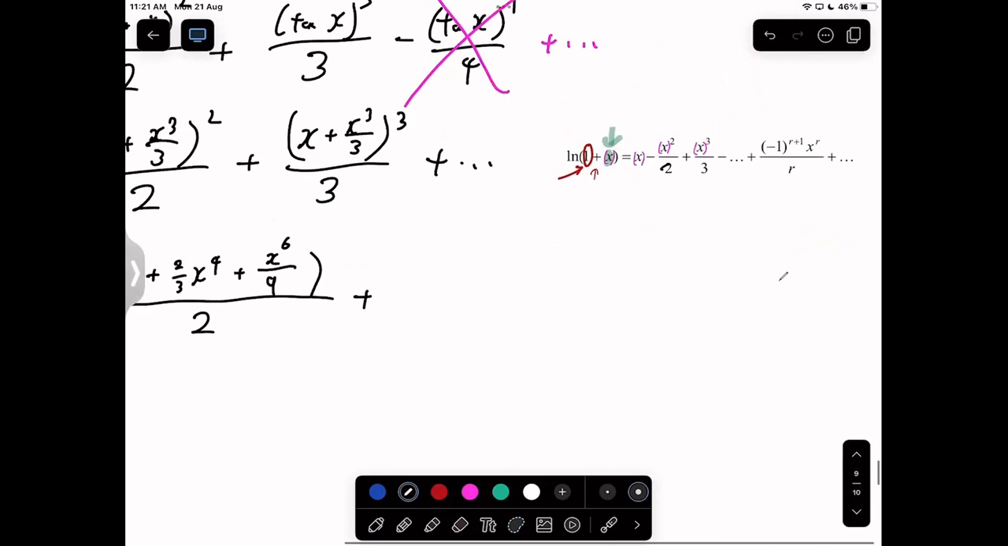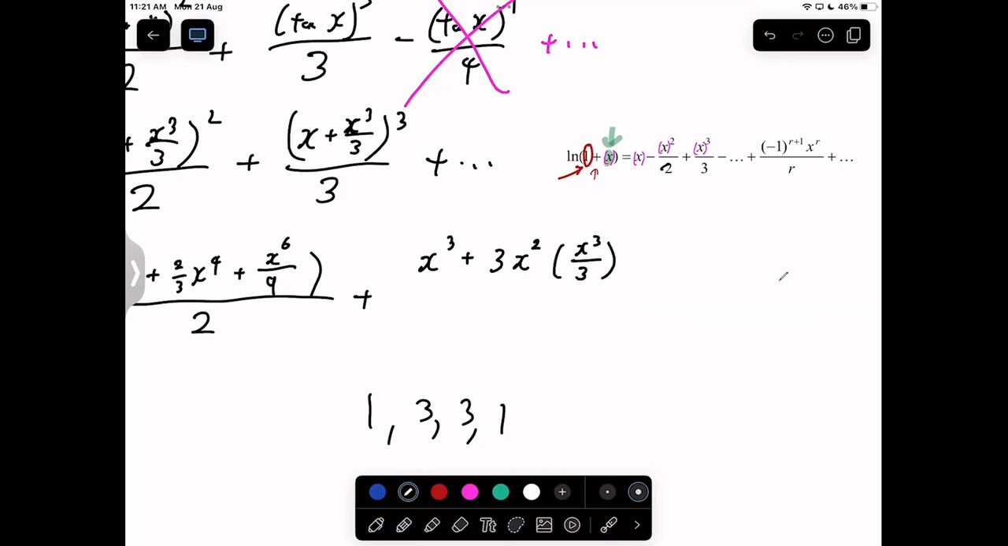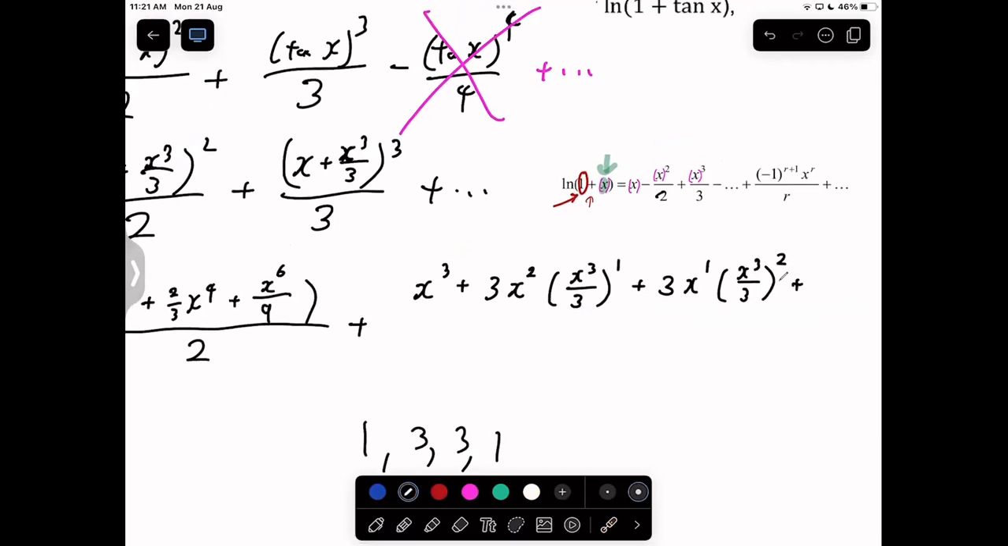Wow, I hope you remember the binomial coefficients. 1, 3, 3, 1. So you expand (a plus b) power 3, you get a cubed plus 3 times x squared times x cubed over 3 to the power of 1, plus 3 times x power 1. See, 3, 2, 1. And the other one is power 2, plus x power 0, just coefficient 1 as well. x cubed over 3 power 3. All divided by 3, correct?